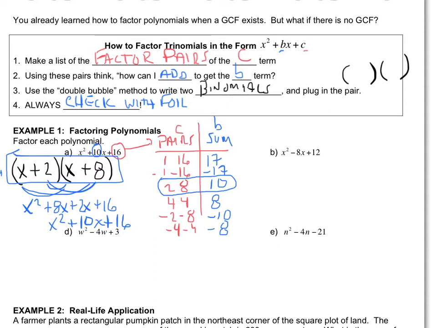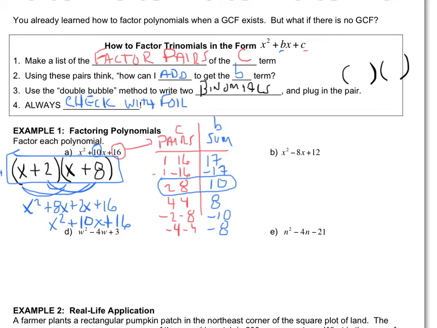Now there are some things you want to start noticing right away. I didn't really need all of these. When I look at my factor pairs, because C is a positive number, they're either both positives or both negatives. Because my b term, the 10, is positive, in reality I didn't need to do the negatives because they're going to add up to be negative. So I don't really need to do every single pair. The better you get at this, you'll start trimming down which pairs you actually use.